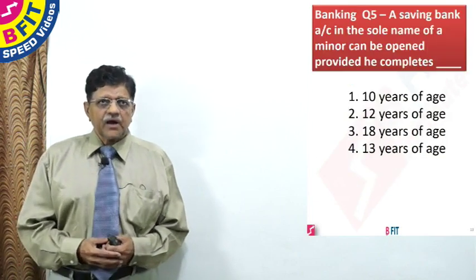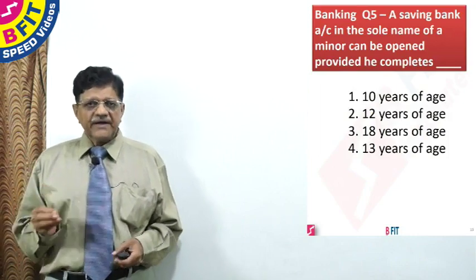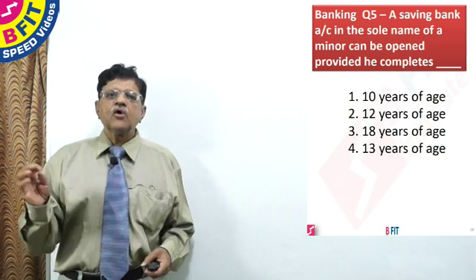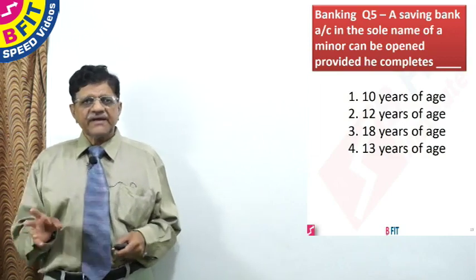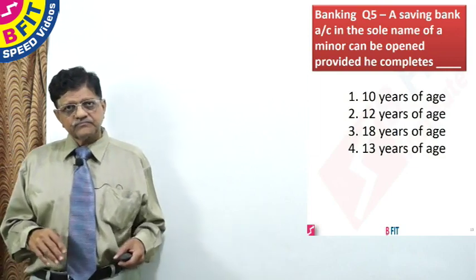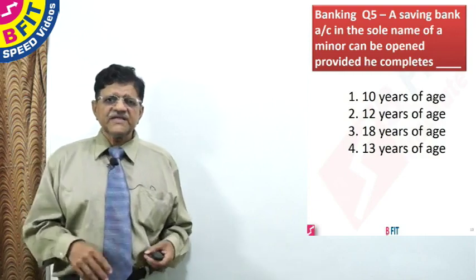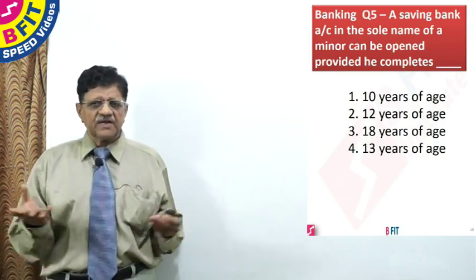A savings bank account in the sole name of a minor can be opened provided the minor completes what age? This is the question. The options given are 10 years, 12 years, 18 years, 13 years. 18 years, of course, is the age when a minor becomes a major. After completing 18 years, a minor becomes a major. All of us know.